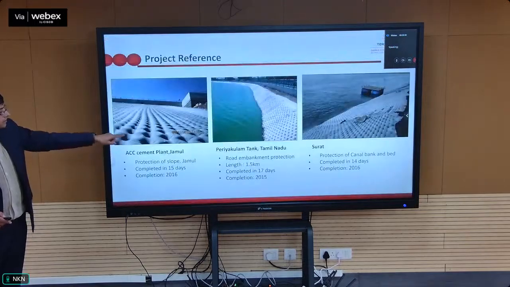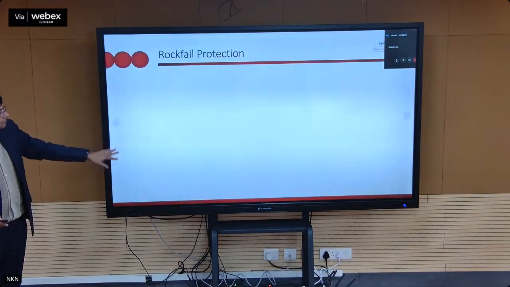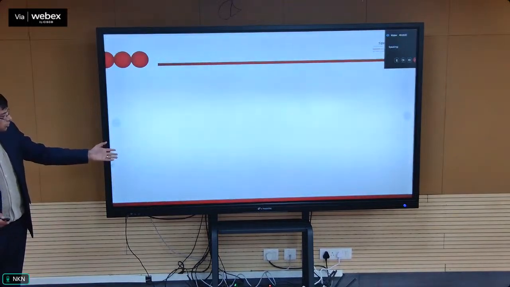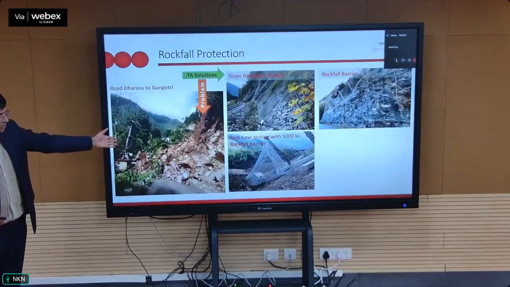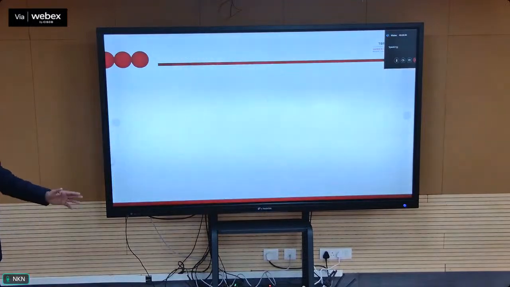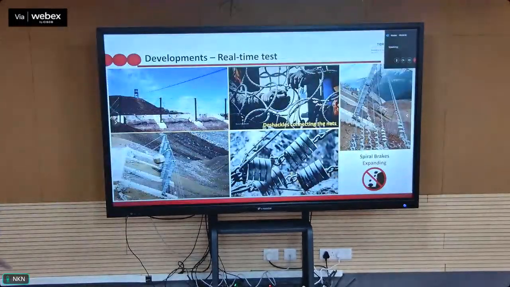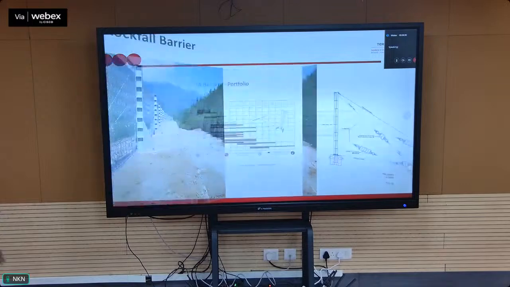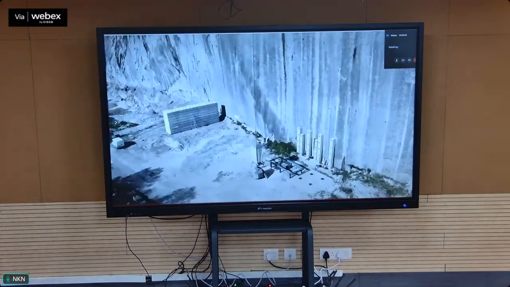Okay. Embankment. Again, part of it, we have done it all. And rockfall, there are many solutions, but I will not go to it. Again, this is one of my road sectors in Rishikesh, Dharasu, but I will skip it. A lot of tests have been done. I'll come to the last slide.